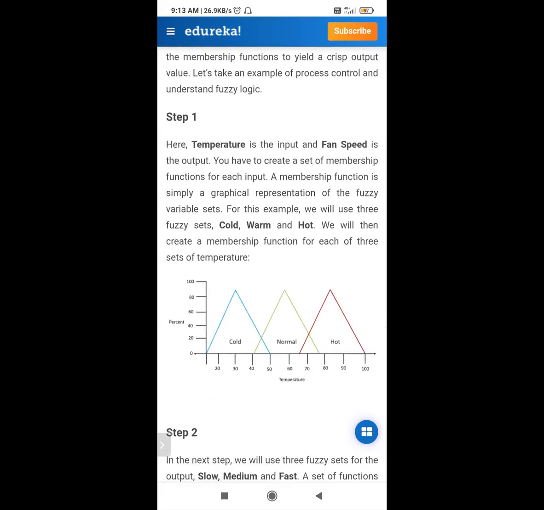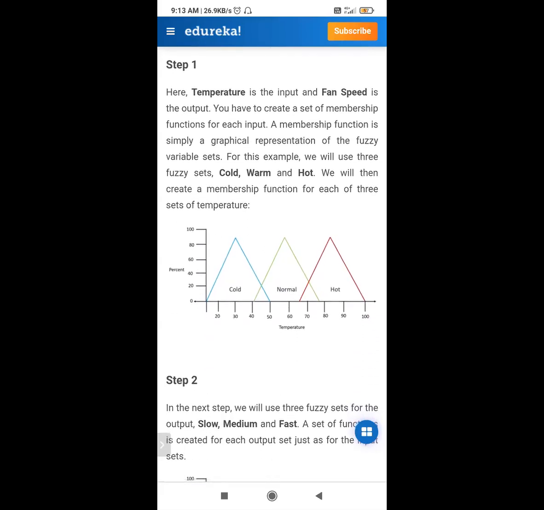Now let us see each and every step one by one. Step number one: here I'm considering temperature in order to control the fan speed. So the temperature is the input, and fan speed is the output. Based on the temperature we have at that place, the fan speed is going to be in low mode or medium mode or high mode.